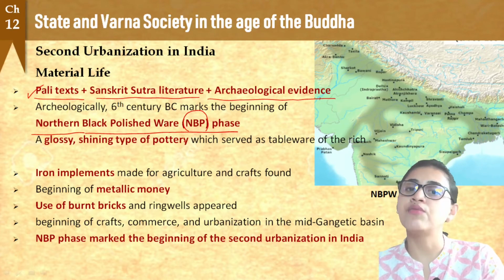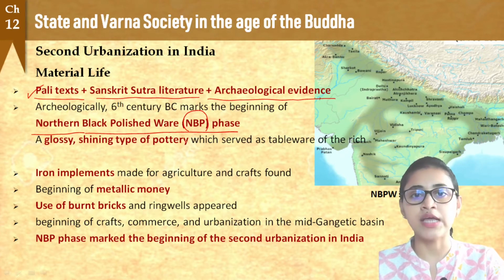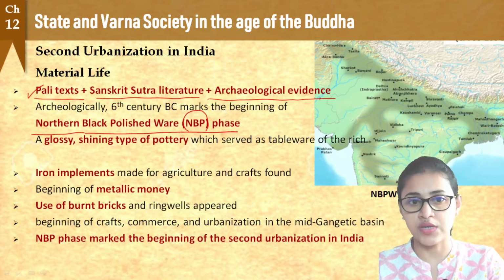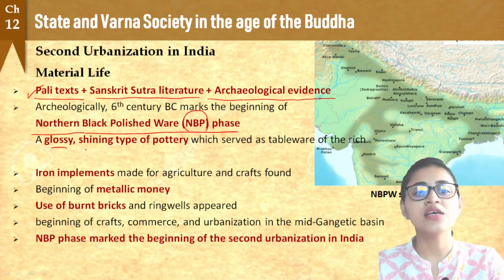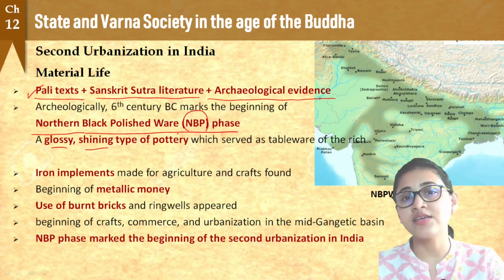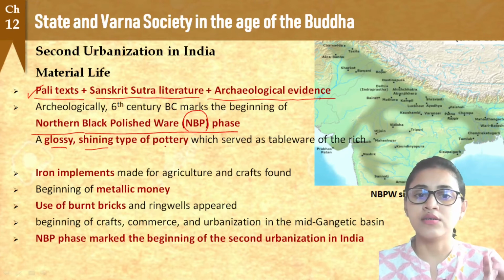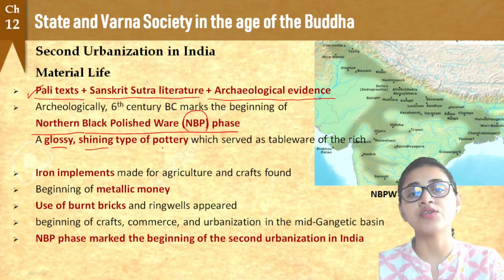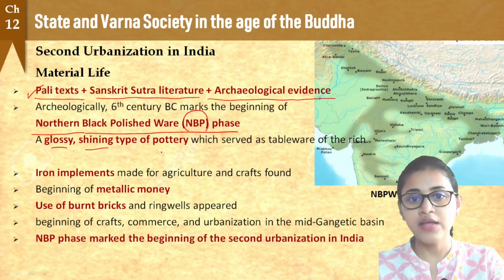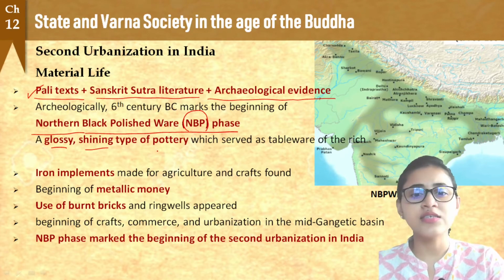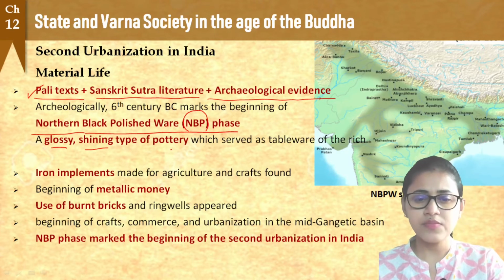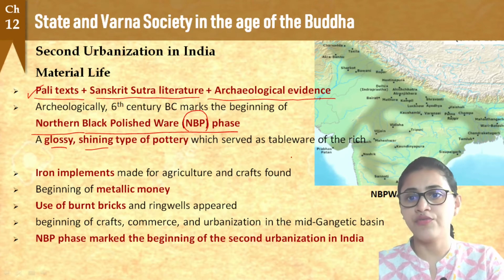Earlier to NBP, we had the Painted Grey Ware pottery. Now we have the NBP. The speciality of this kind of pottery is that it is a very fine kind of pottery, very glossy and shiny, with a black, shining surface. This pottery shows that during the age of Buddha, an element of luxury has been added to the lives of the people. It was not for regular use, and it apparently served as the tableware of the elites or the rich people in the society. So it was a kind of luxury item for the rich.